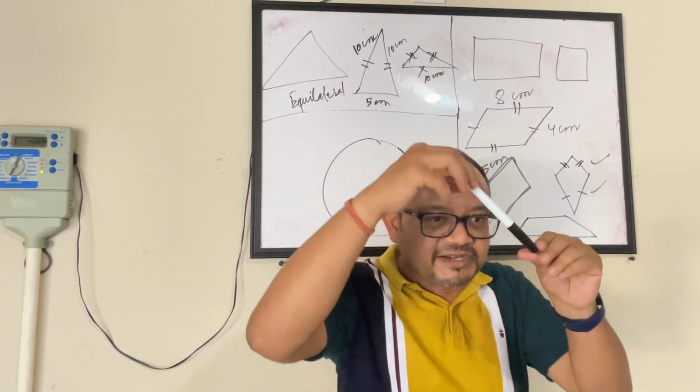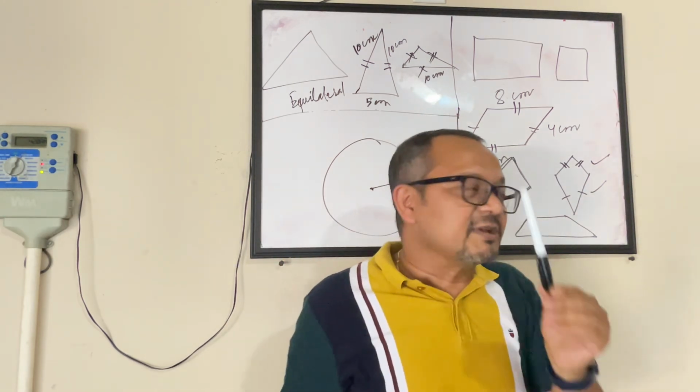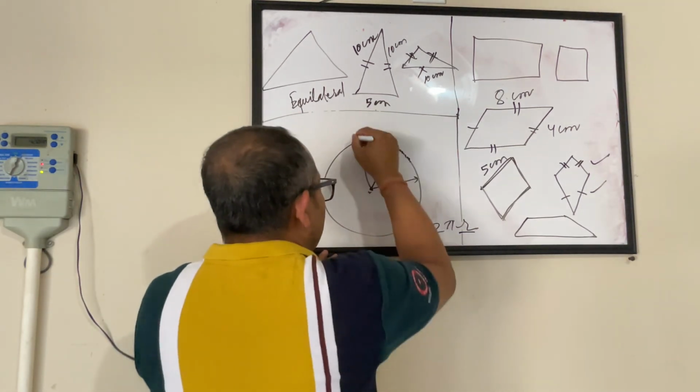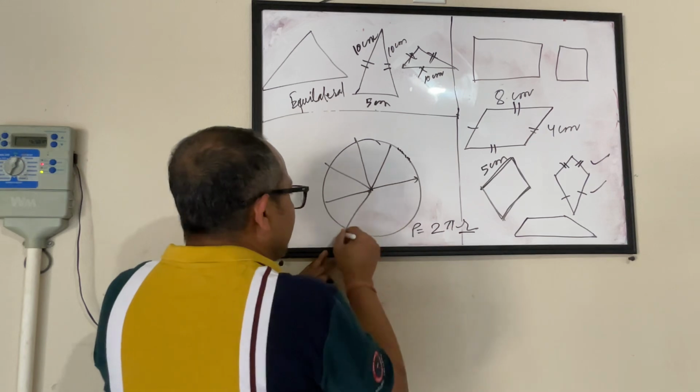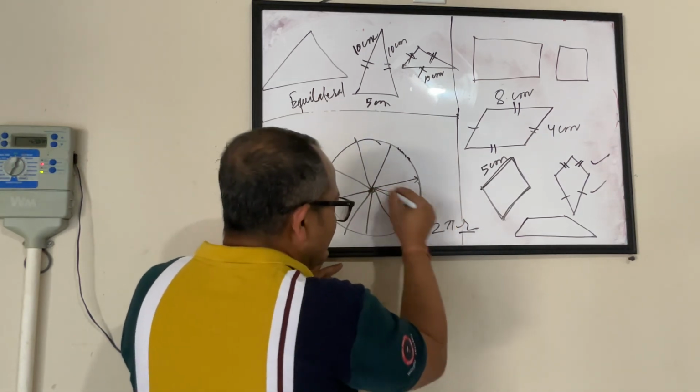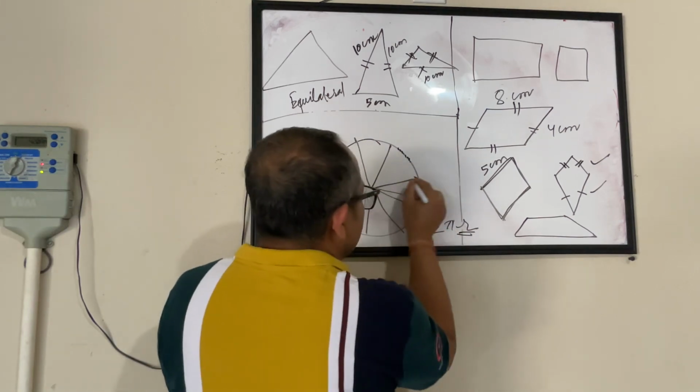So the length of the string that she is holding is nothing but the radius. What that means is, from here to here the string is the same length, the same length, the same length. So this is the center, and every point on the border has the same length. That is called the radius. This is the radius.